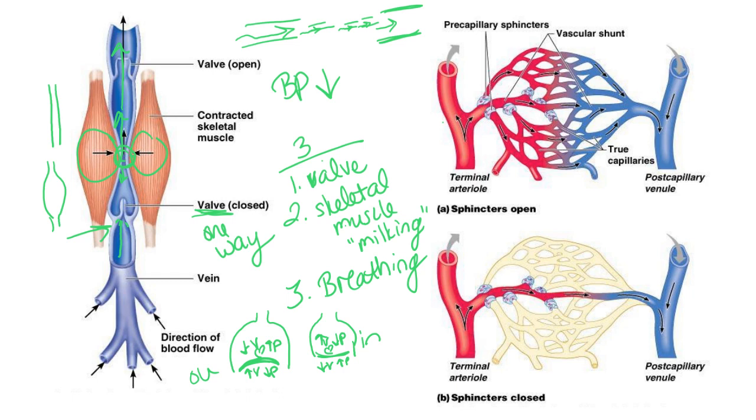So valves, skeletal muscle milking, and breathing are all things that are helping the veins get the blood returned back to the heart because the blood pressure is pretty low there.